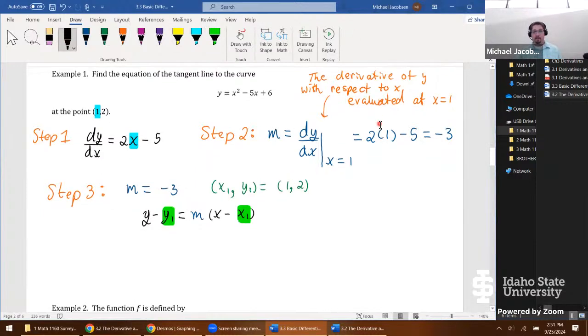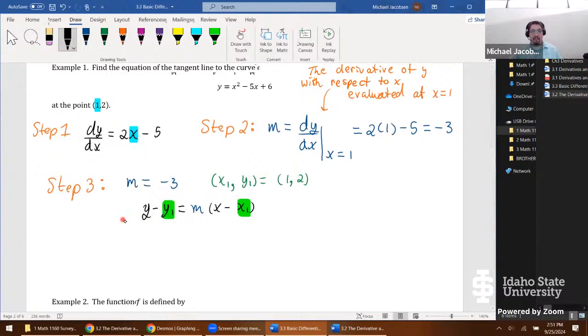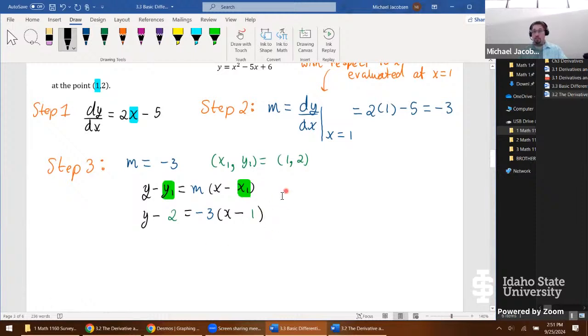So now substituting in that information, we are going to get y minus 2 equals the slope m, which was a -3, multiplying x minus 1. So 3 substitutions in, we have an equation for the line. Traditionally, we always want to solve this for y to get the slope-intercept form. So this will turn into y minus 2 equals -3x plus 3. Add 2 to both sides, and we finally get y equals -3x plus 5. So that's our conclusion.